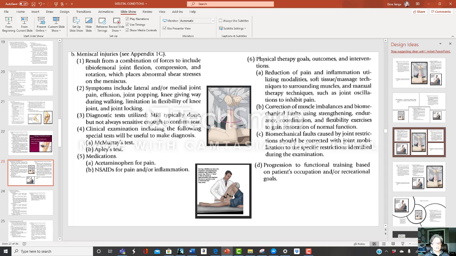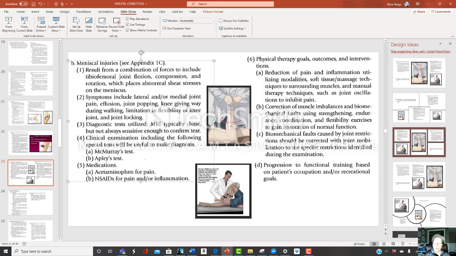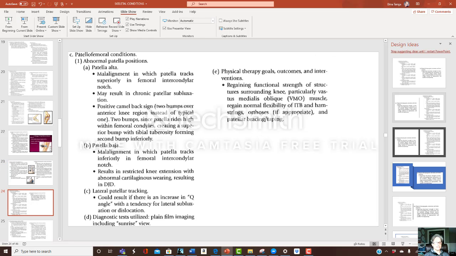Okay, I even got a couple of pictures for you guys, trying to refresh your memory with the Apley's and the McMurray's test. Okay, patellofemoral condition.